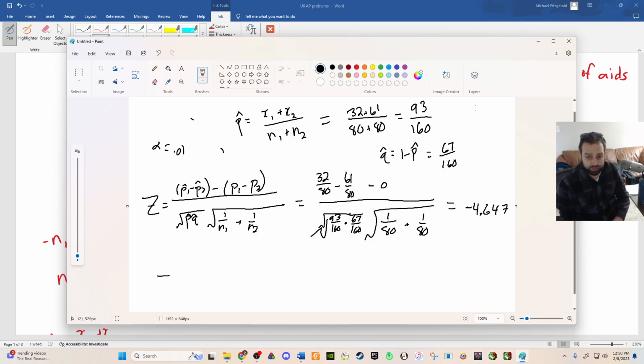With that z-score, since we're doing a left-tailed test, I want this area over here. You can do a normal CDF if you want, or you can go right to the calculator. The p-value is equal to 0.00000168. That's definitely less than the alpha of 0.01.